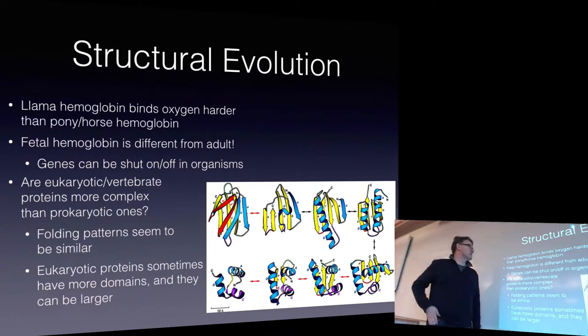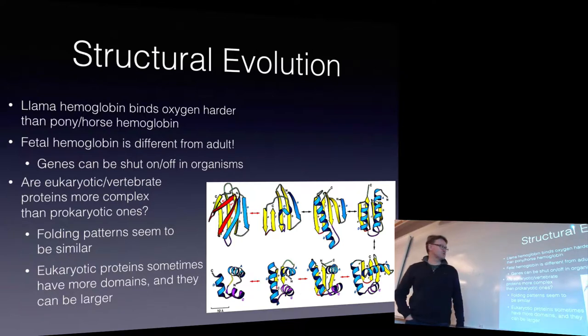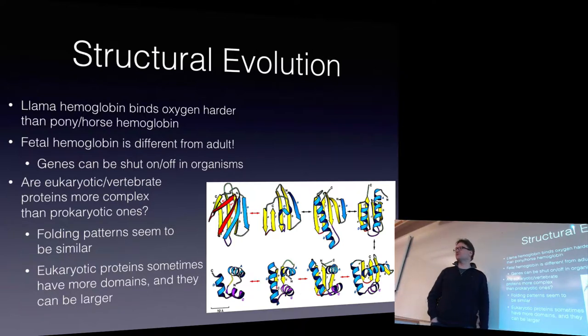And there are a bunch of cool examples. Llama hemoglobin binds oxygen harder than pony or horse hemoglobin. Why? And what difference does that make? You have less oxygen, which means that you have lower oxygen pressure, and at that altitude, it helps you to bind it harder. But shouldn't it always be good to bind oxygen harder? Why don't all organisms do that? Right, because you're also going to release the oxygen. So the equilibrium for a llama is different than it is for most horses.